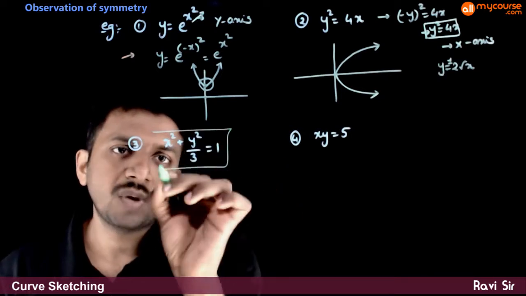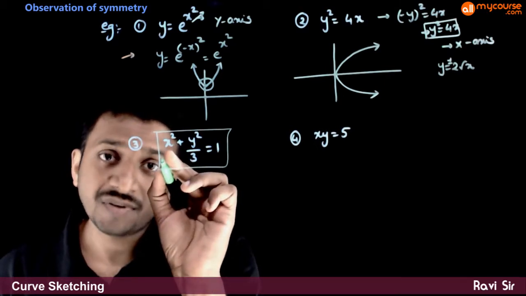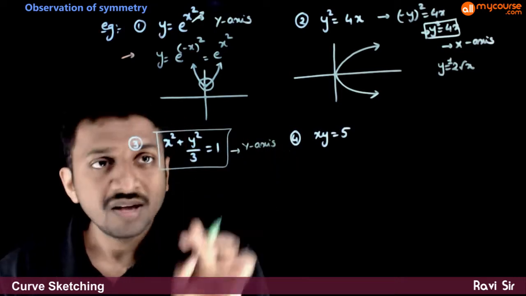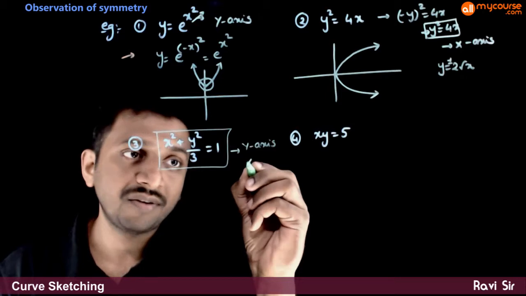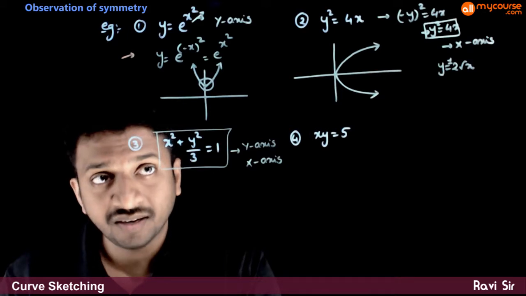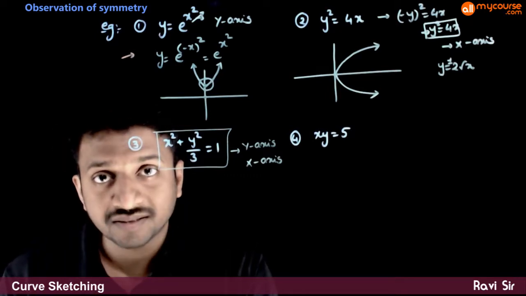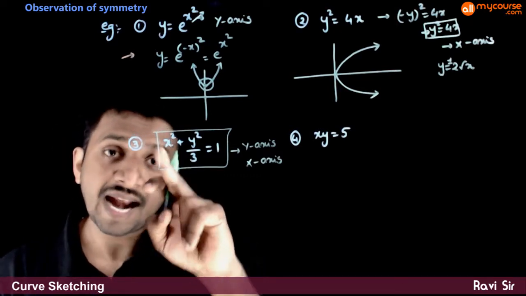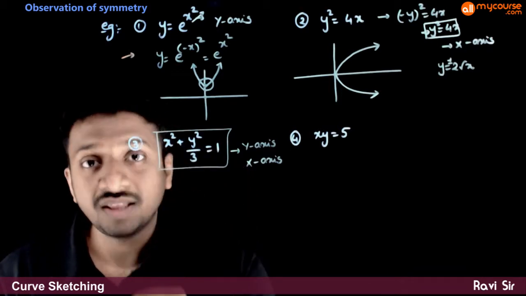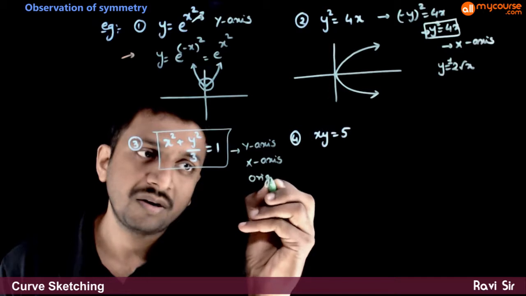x square plus y square by 3 is equal to 1. So in this case, put minus x in the place of x, the curve does not change. So it's symmetric about the y-axis. Put minus y in the place of y, then also the curve does not change. Symmetric about the x-axis, right? So the graph is symmetric about the x-axis and also the y-axis. And put minus x in the place of x and minus y in the place of y simultaneously. The curve does not change, hence it is symmetric about the origin also.